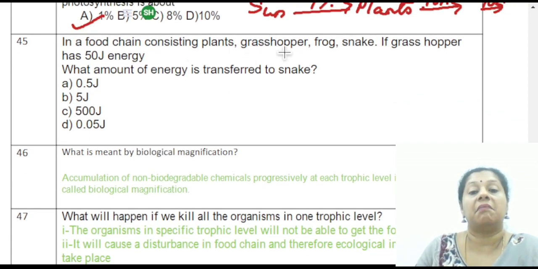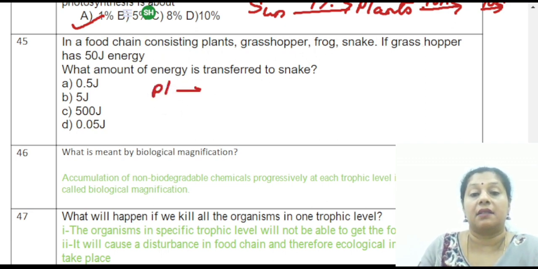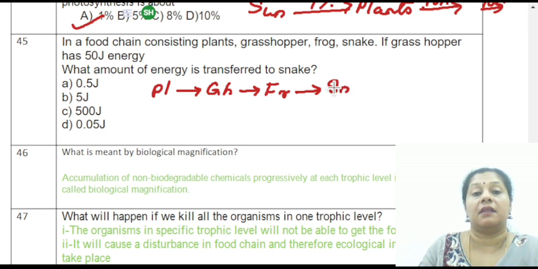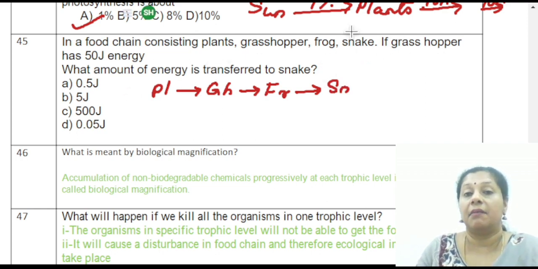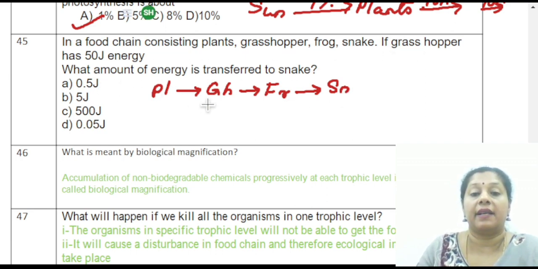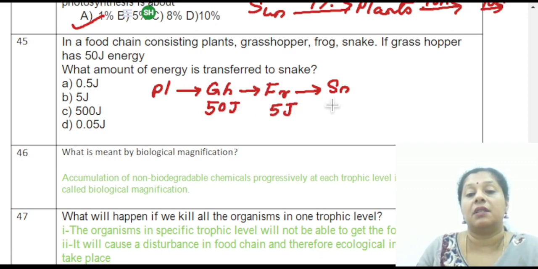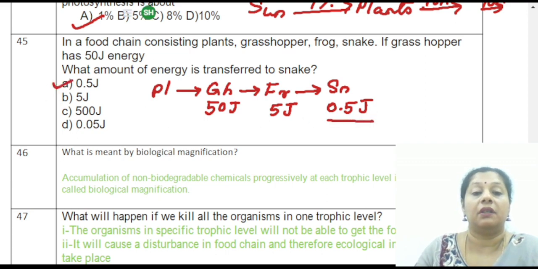In a food chain consisting of plants, grasshopper, frog, snake, if the grasshopper has 50 joule of energy, what amount of energy is transferred to the snake? First we have to write the food chain in order: plants, grasshopper, frog, snake. Sometimes they may give it in a different order, so first writing it is very important. Then the grasshopper has 50 joule, the frog will get only 5 joule, and the snake will get only 0.5 joule. At each step you move the decimal one place to the left, so that you get 0.5 joule for the snake.